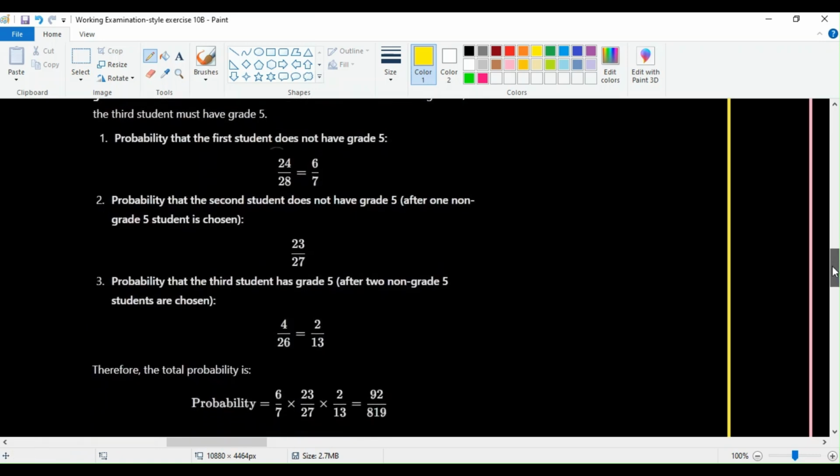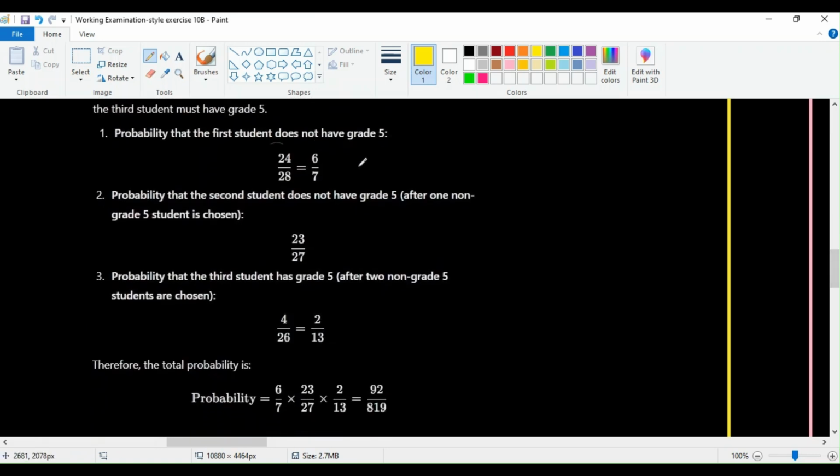So when the calculation is done, the probability that the first student does not have grade 5 is 6 over 7. The probability that the second student does not have grade 5 after a non-grade 5 student is chosen is 23 over 27. So one is reduced from both of them, to give you 23 over 27. Now comes the situation where the probability that the third student has grade 5 after two non-grade 5 students are chosen is 4 over 26, which equals 2 over 13.